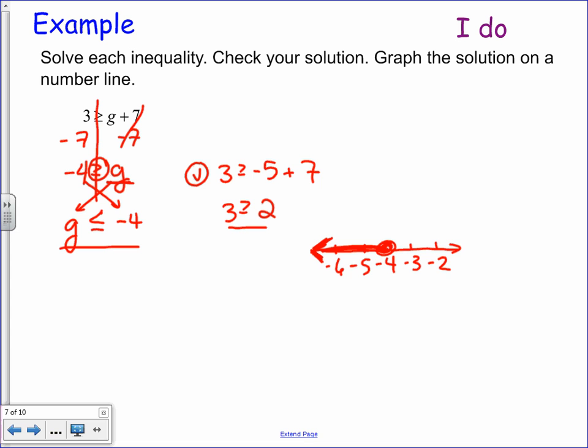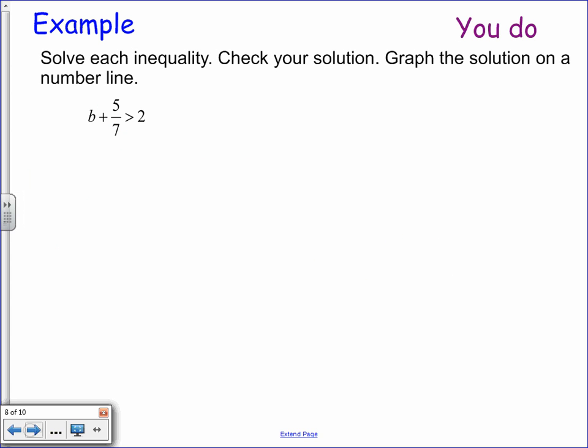Okay. All right, so hopefully this part makes sense for you. Go ahead and try this one. It's a little fraction in there. And replay me when you're ready for the answer. So first of all, I'm going to subtract 5 sevenths. All right, in your scratch work, you will see that b is greater than 9 sevenths.